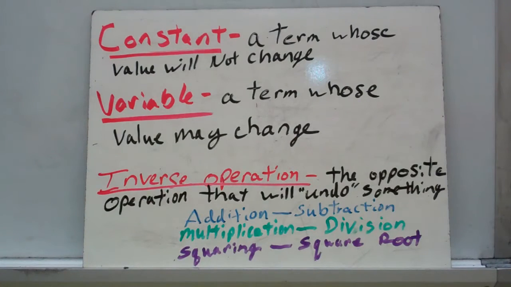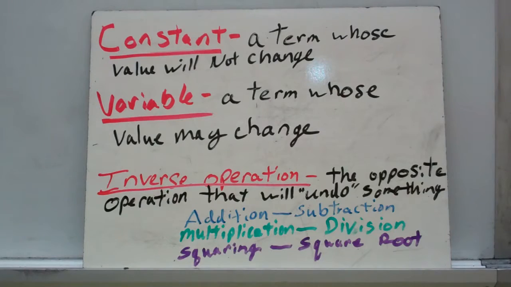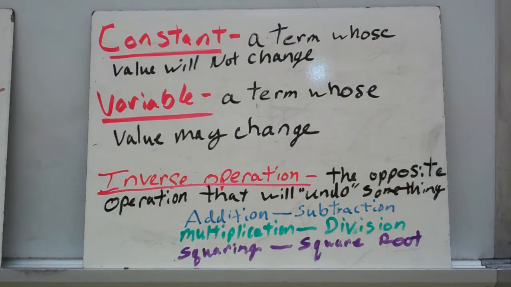equations. The first term is constant, and that is a term whose value will not change. Remember that constants are things like our numbers. Like 8, like 3.5, like -4/5. A variable is a term whose value may change. Okay, we usually will use letters to represent those.